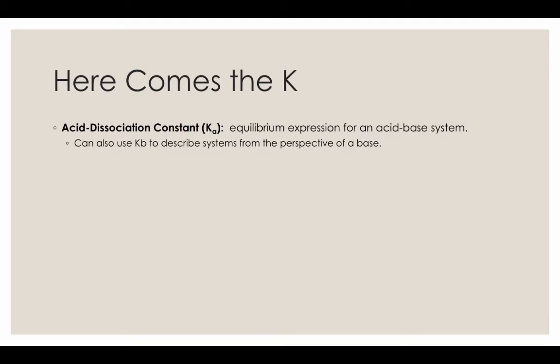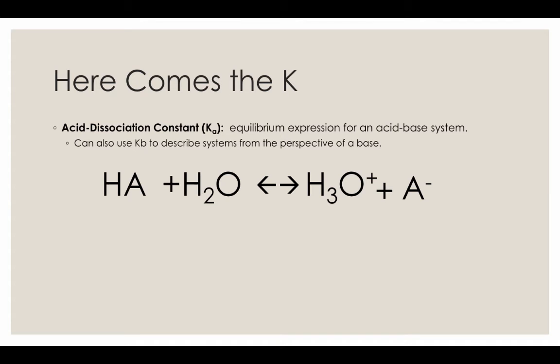The acid dissociation constant, or Ka, is the equilibrium expression for an acid-base system. Now this is in terms of the acid. We can also do one in terms of the base, which is abbreviated Kb, but we'll look at that in a later video. Again, consider this reaction here.